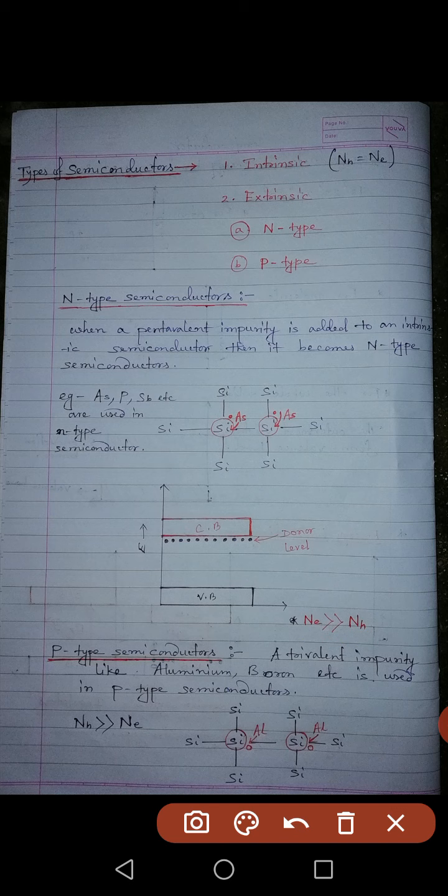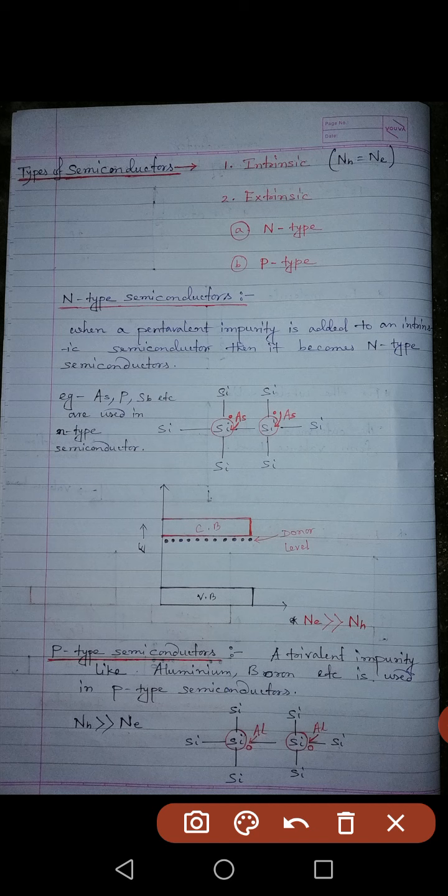Now the p type semiconductor. A p type semiconductor is just the opposite of an n type semiconductor. In p type we will have this condition: the number of holes will be much more than the number of electrons, and holes will be the majority carriers here and electrons the minority carriers. So what kind of impurities will be added in a p type semiconductor? Trivalent impurities. Trivalent means, for example, aluminium and boron.